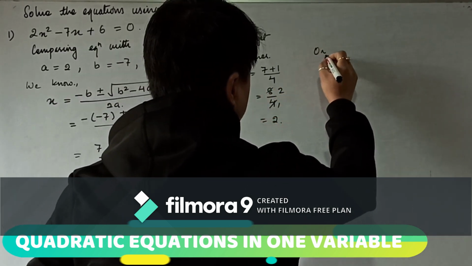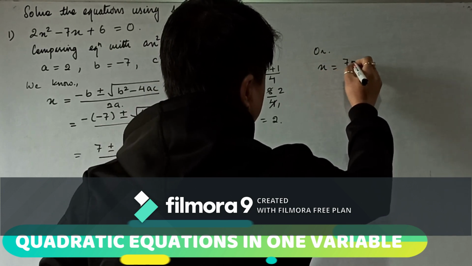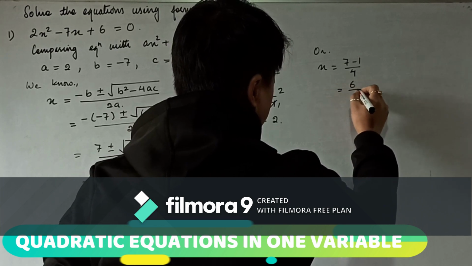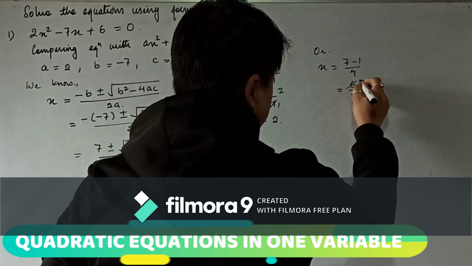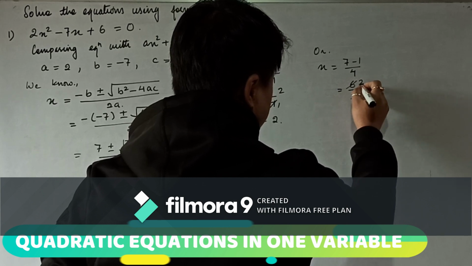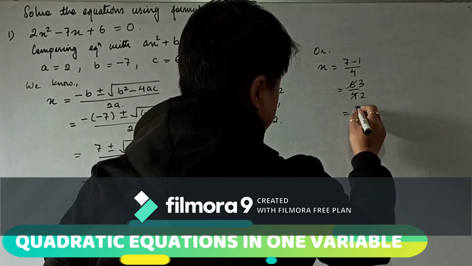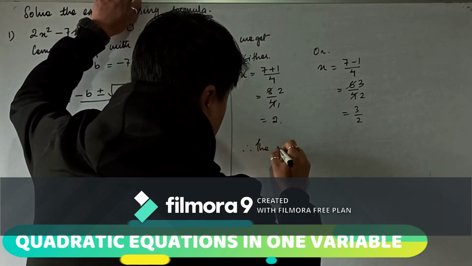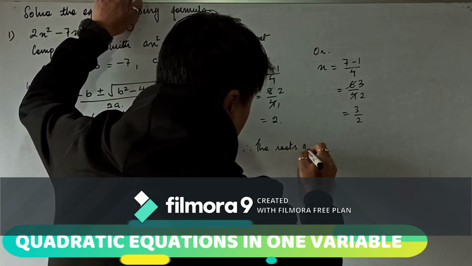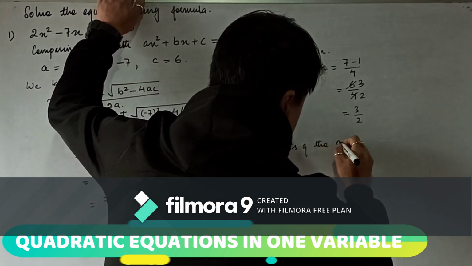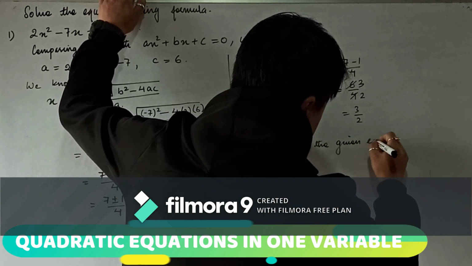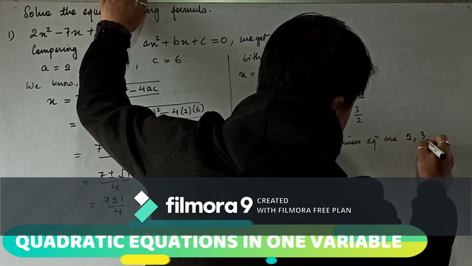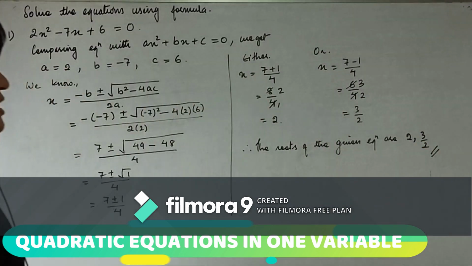Or next is here x is equals to 7 minus 1 divided by 4. This is equals to 6 upon 4. 3 2 are 6. Sorry, 2 3 are 6. 2 2 are 4 is equals to 3 by 2. Then we can write here, therefore the roots of the given equation are 2, 3 by 2. This is how we will write the answer.